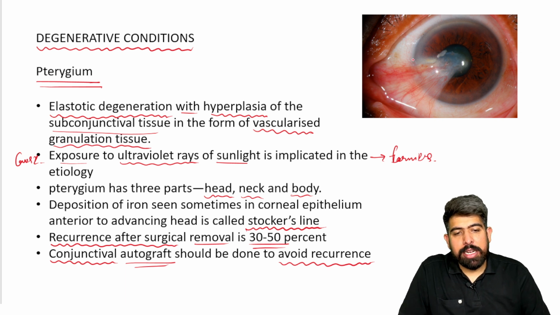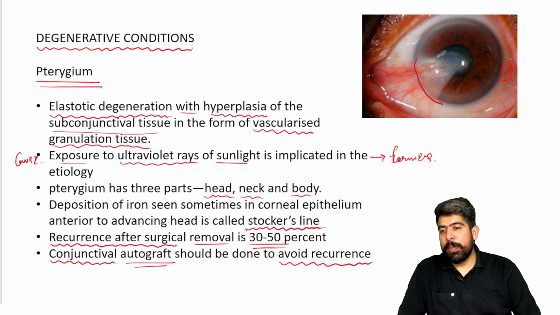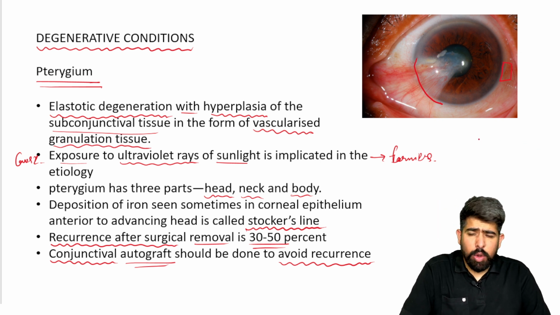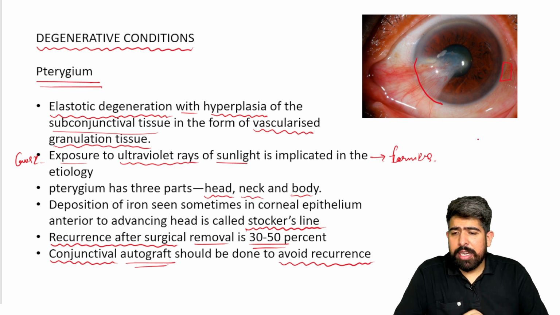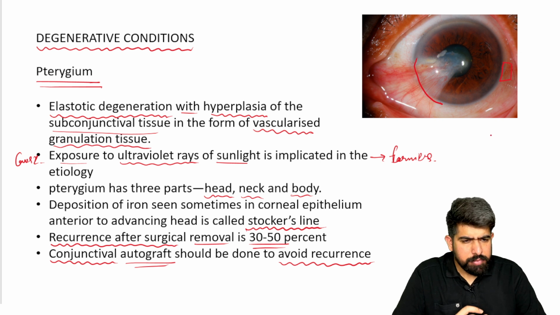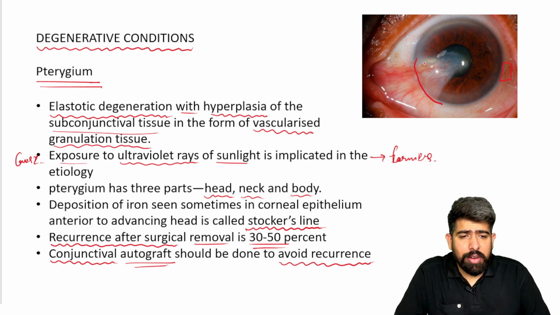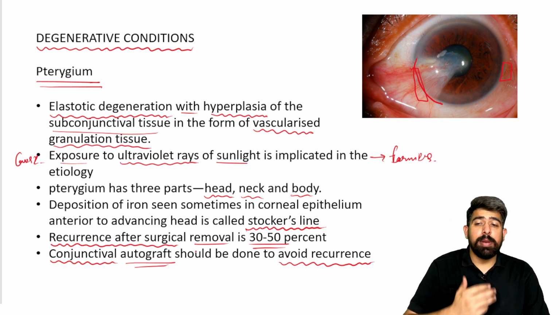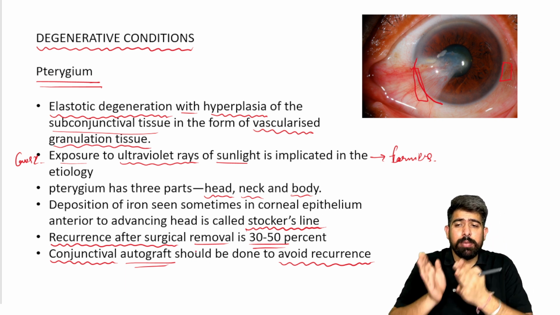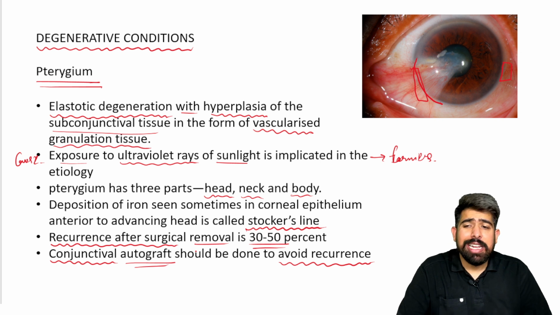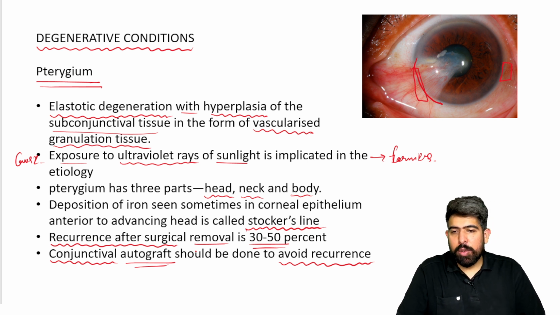We'll cut from here, at the limbus, and remove this part, and we'll take a small graft from the limbus of the same eye and place the graft here. So it is known as a conjunctival graft. Please remember, if we do excision plus conjunctival autograft, the recurrence will be very low.